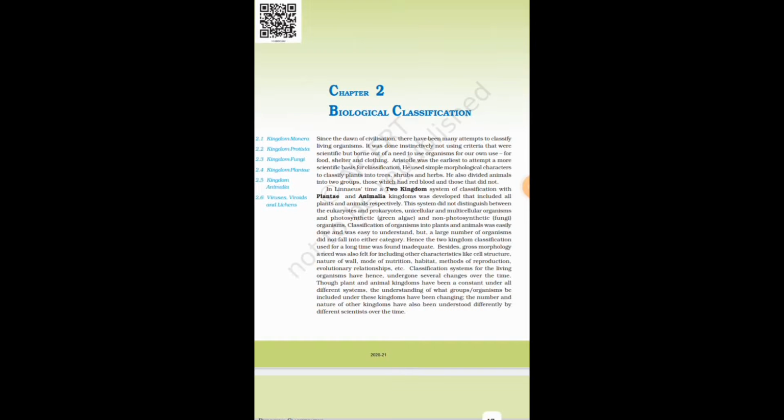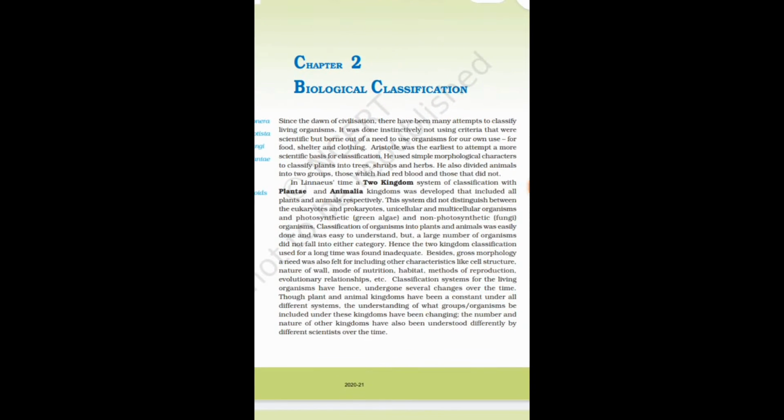Chapter 2: Biological Classification. Since the dawn of civilization, there have been many attempts to classify living organisms. It was done instinctively, not using scientific criteria but born out of a need to use organisms for our own use, for food, shelter, and clothing. Aristotle was the earliest to attempt a more scientific basis for classification.